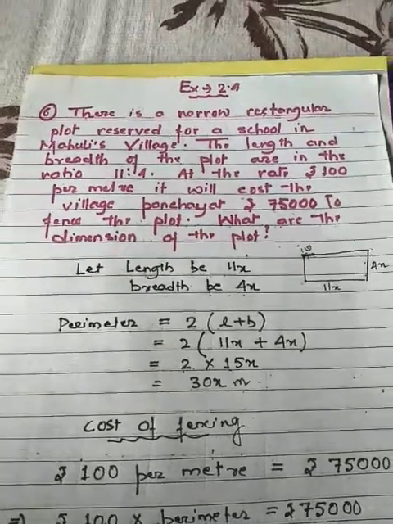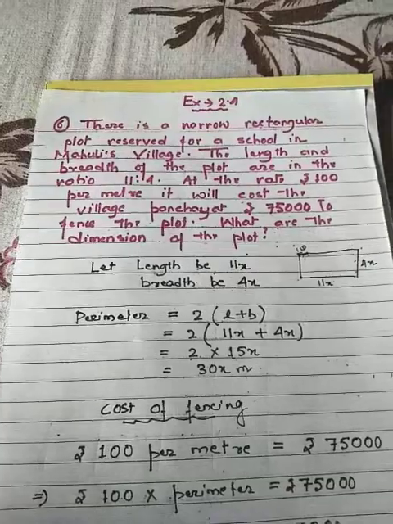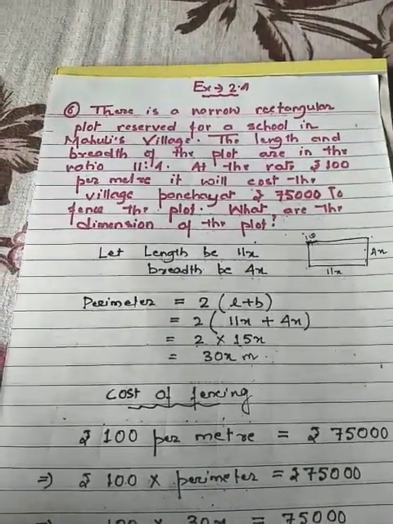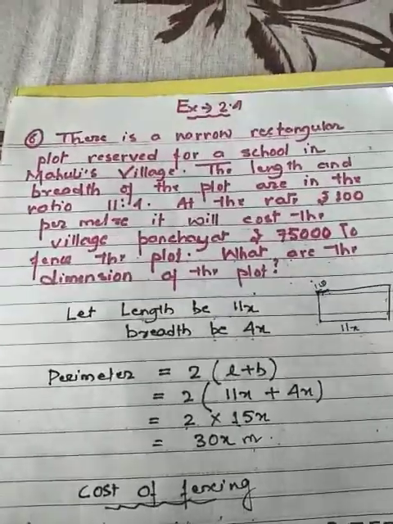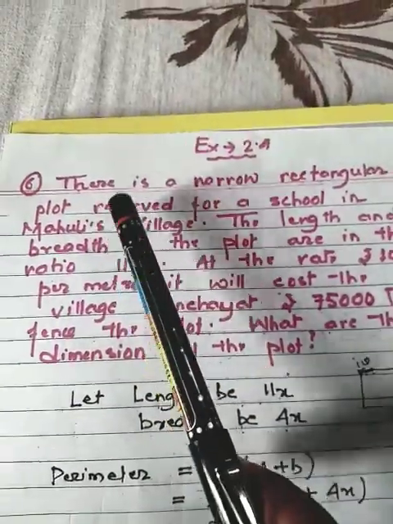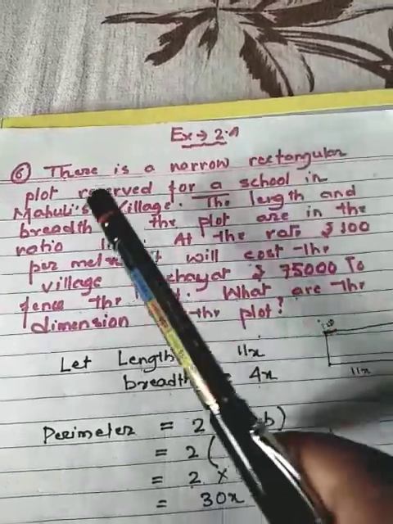Hello, students. Today we'll learn how to do question number 6 of exercise number 2.4, and then we'll try to understand question number 8 also. Fine. Now, this is a very interesting question, students. What is the question? There is a narrow rectangular plot reserved for a school in the Mahalus village.